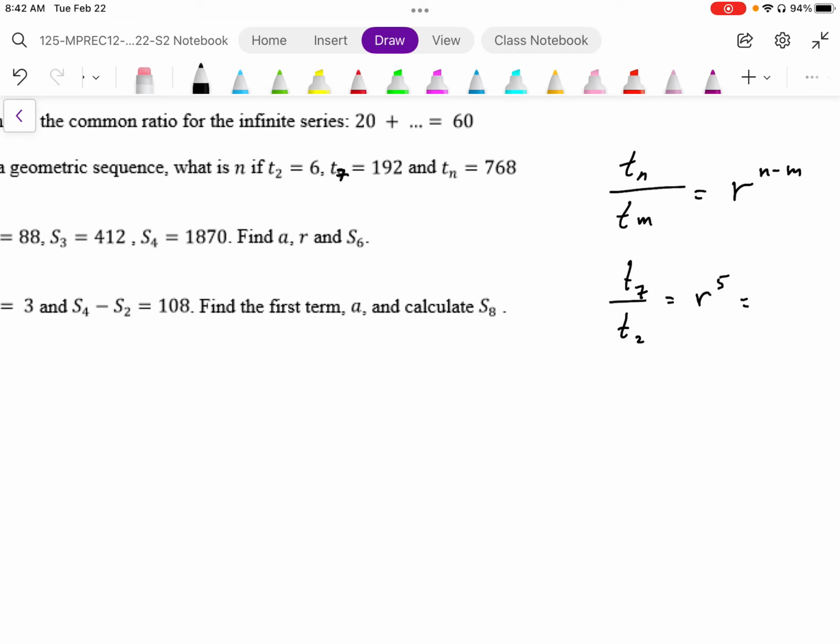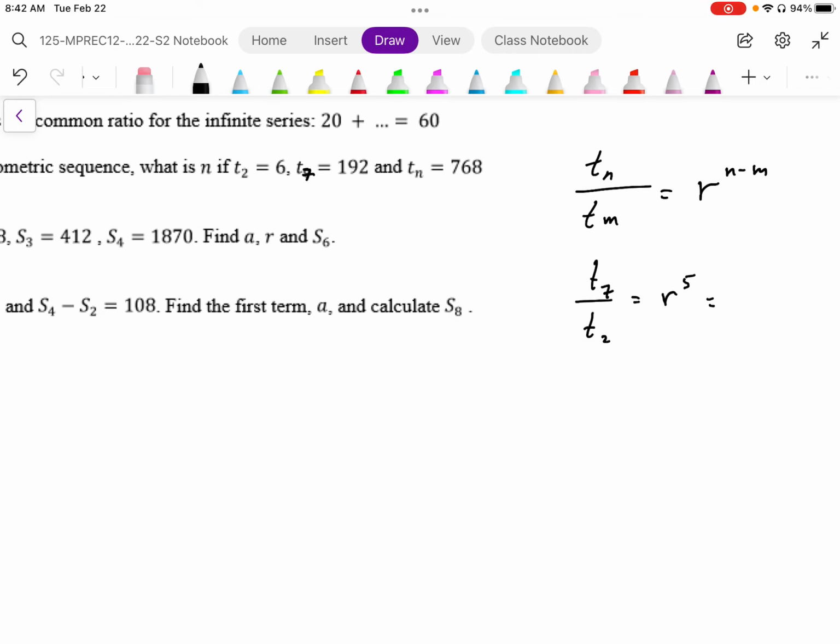So in this case here, we end up with 192 over 6, and that gives us R to the power 5. When I divide these, I get 32. Solving for R, I get the fifth root of 32, which is equal to positive 2. So I've solved for my R value, and then I can just use that R value to figure out how far to get to N.